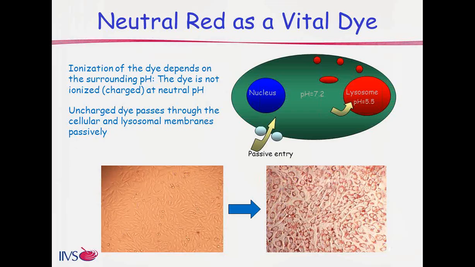Cells which are viable and have intact membranes will be able to retain the Neutral Red dye, and those cells which are dead or have membrane integrity issues will not be able to retain the dye. You can see from the microphotographs below the 3T3 before the addition of Neutral Red, and then the 3T3 after the addition of Neutral Red. Note the accumulation of the dye intracellularly within the cell lysosomes.